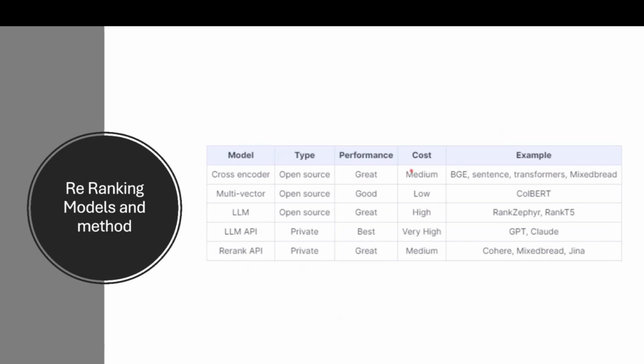So here the cost directly refers to our CPU or GPU usage. Okay, it is not about the amount of money it will take. Here the cost means how much CPU and GPU it will take. Okay, so examples are BGE, sentence transformers, and mixedbread. We can utilize those and use them in our RAG architecture, and then the response will be really nice.